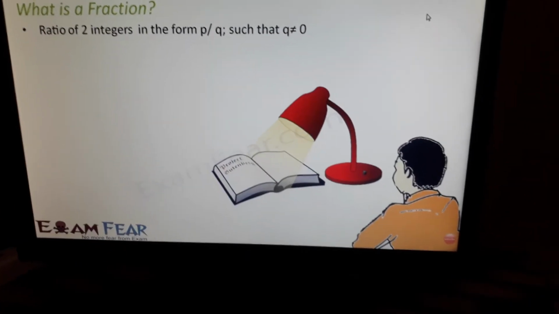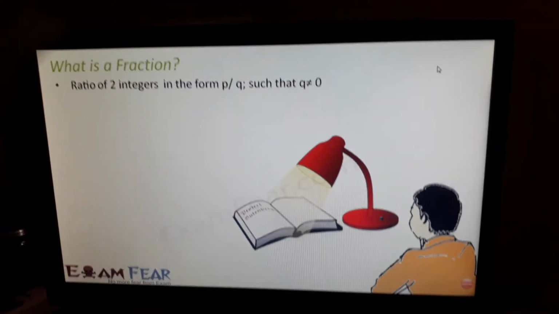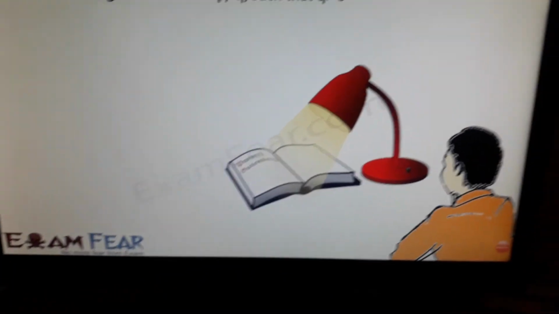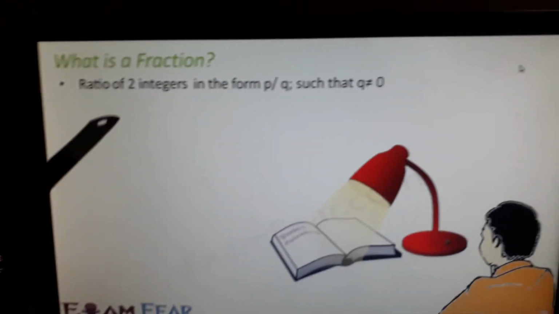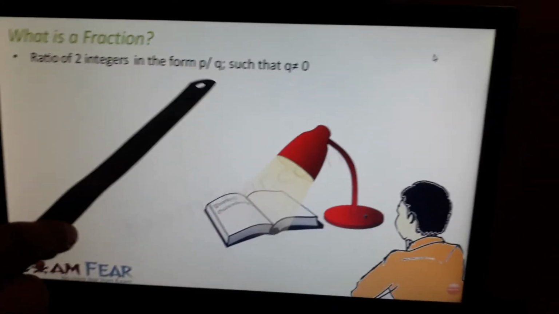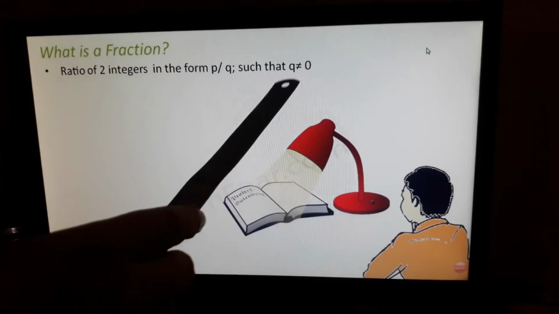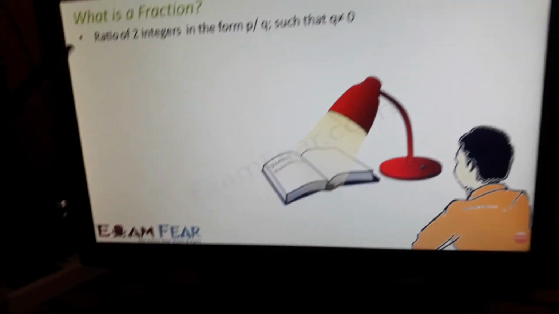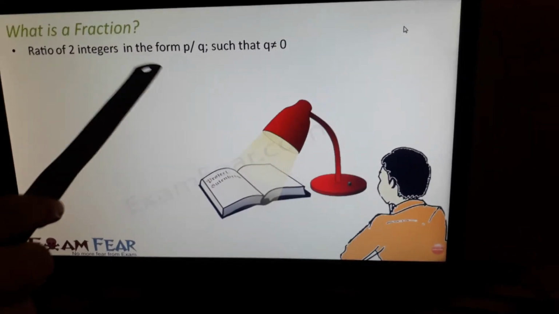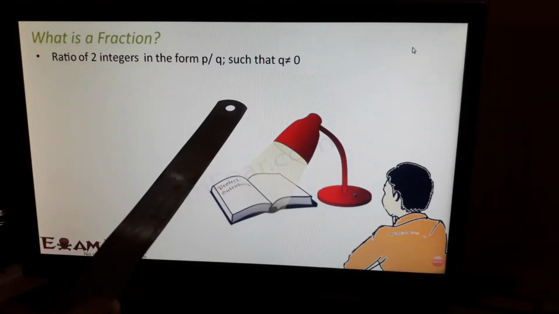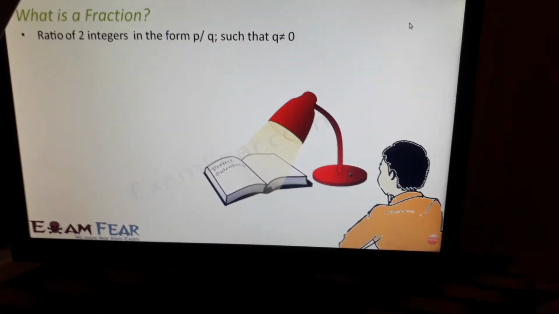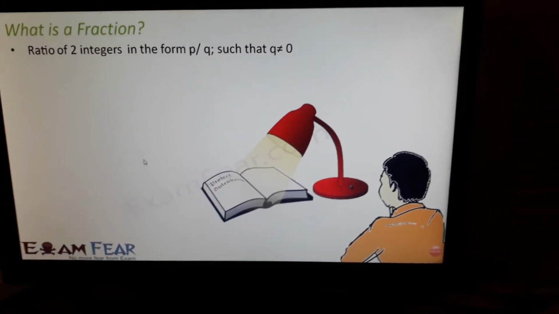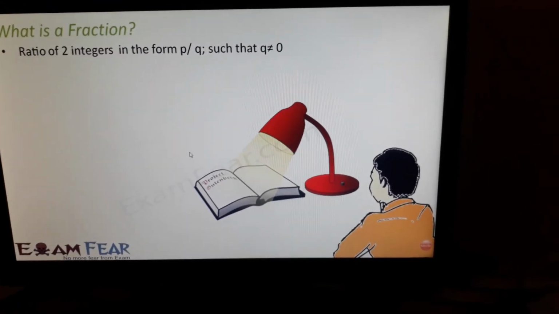Actually, what is a fraction? Definition. In the previous class we learned a part of a whole. Now, you are in grade 7. According to your level, a fraction is a ratio of two integers in the form p by q such that q is not equal to 0. This is the fraction definition. Here q is not equal to 0 because division by 0 is not defined.